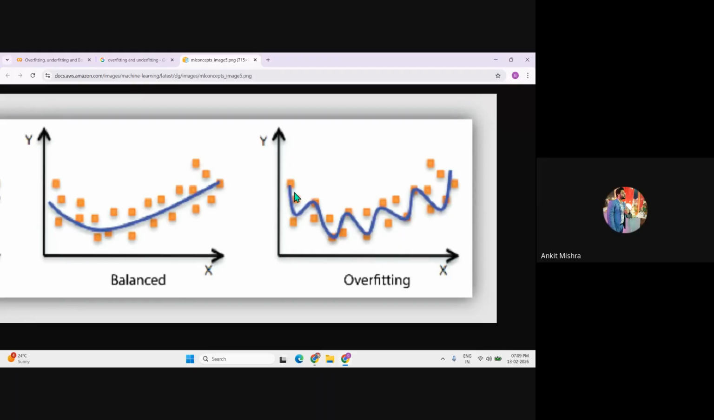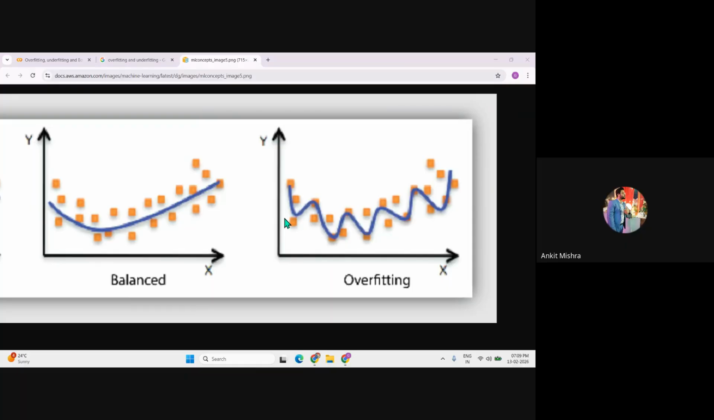The model tries to mug up or memorize each and every pattern. So it can perform well on the training data set, but it will not perform well on the testing data set. That is the major problem in the overfitting case, right? Let me show this practically.